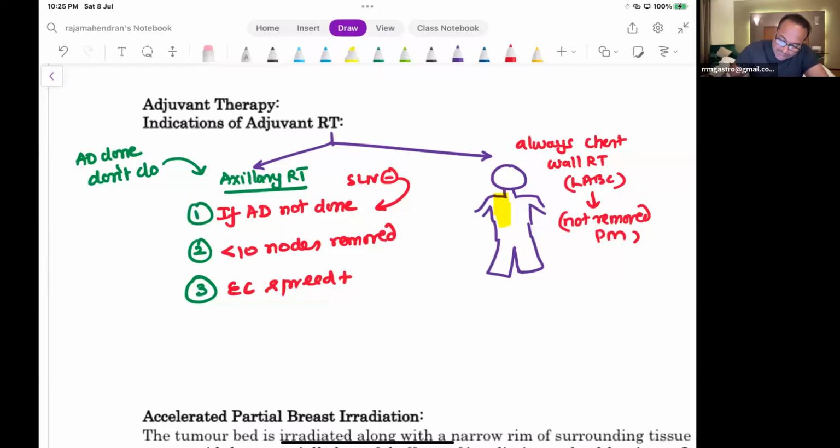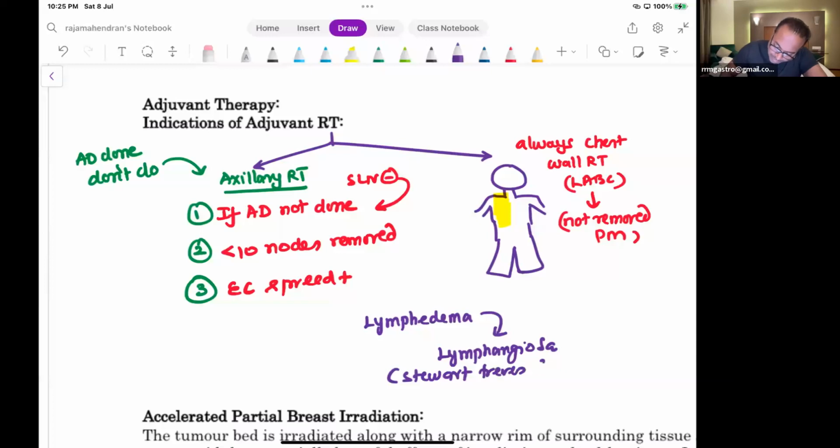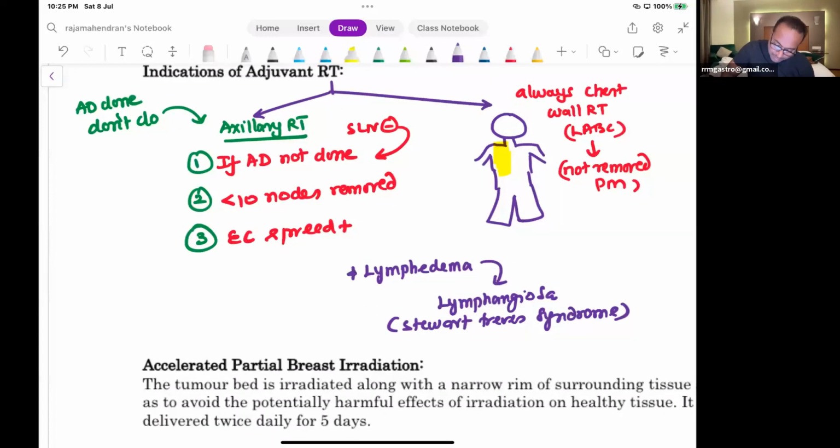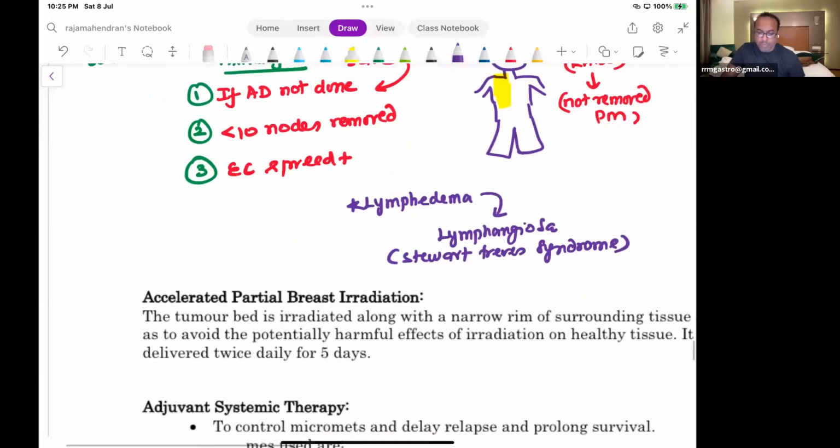The complication of radiotherapy is lymphedema, which in future can go on to lymphangiosarcoma, known as Stewart-Treves syndrome. That and all is removed in the New Bailey. The 25th edition Bailey was mentioning these syndromes. Stewart-Treves syndrome and all is removed in the New Bailey. Lymphedema may happen, but lymphangiosarcoma and Stewart-Treves syndrome are not there in the New Bailey.